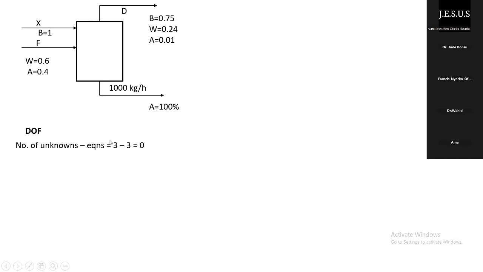And the number of equations can be gotten from the component balance or the number of components present. So the components present are A, alcohol, B, water, and then benzene. When you subtract them, you get 0 as your degree of freedom.